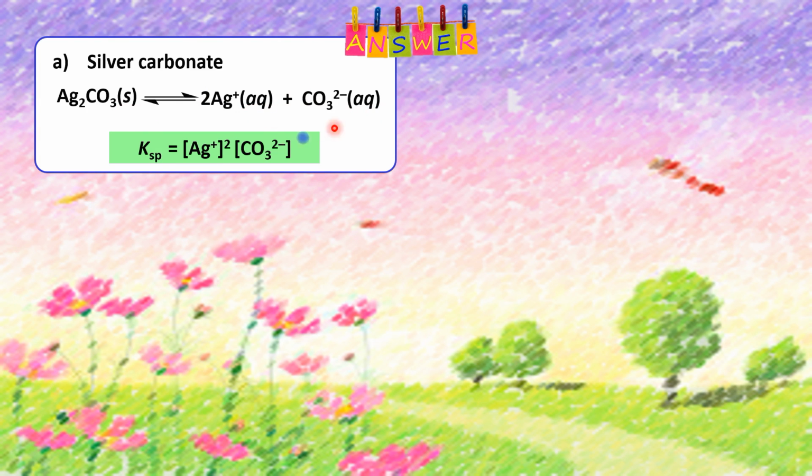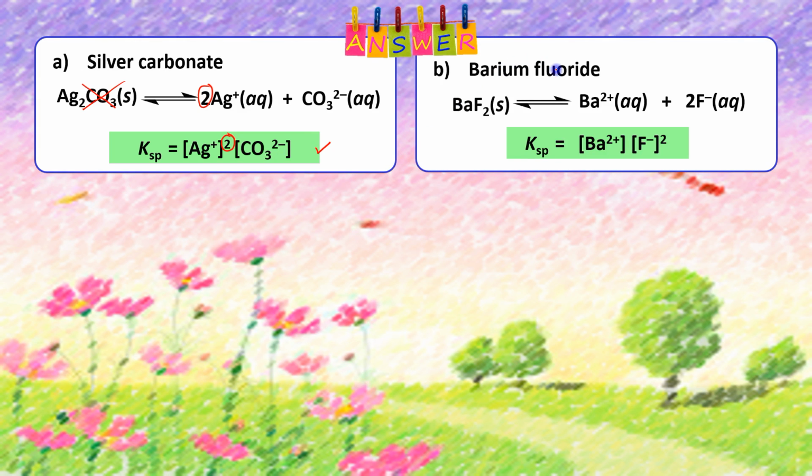Right, so how do we write the Ksp? Because the reactant here is a solid, it is not included in the Ksp. So you can write Ksp equals the concentration of Ag+ to the power of 2, because the coefficient here is 2, times the concentration of CO3 2-. Alright, next, barium fluoride.